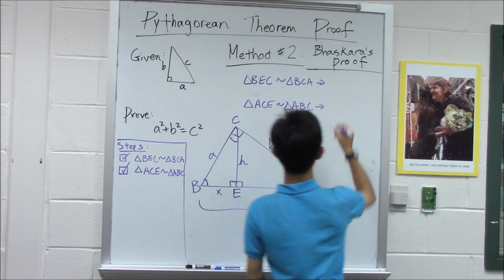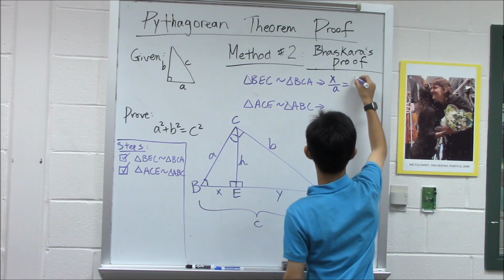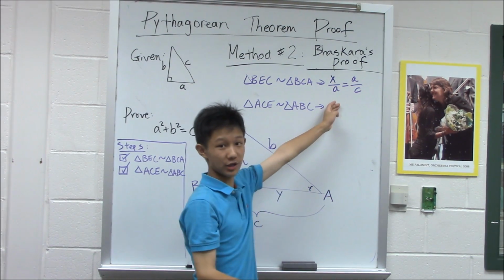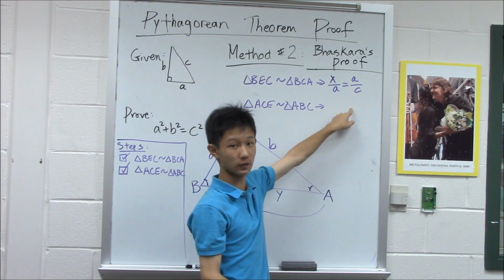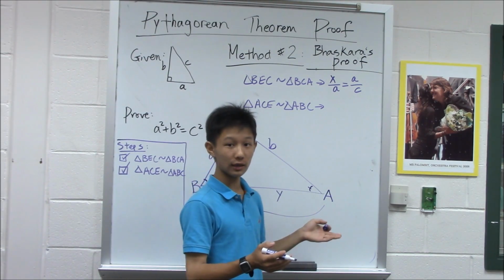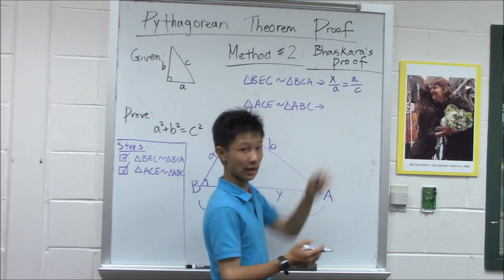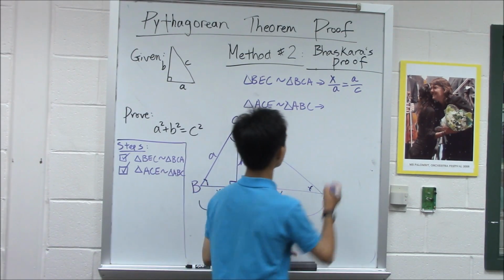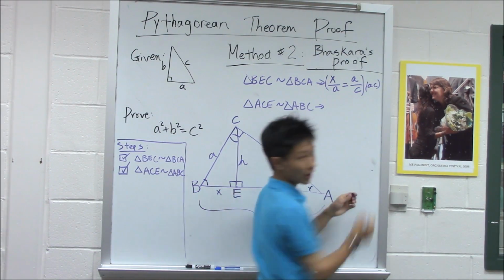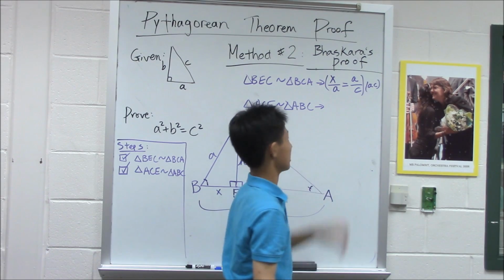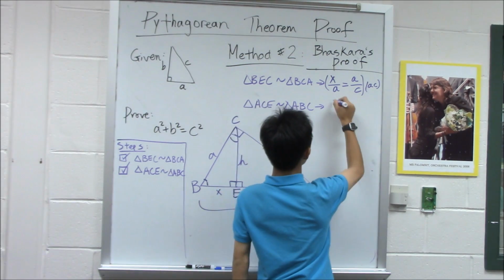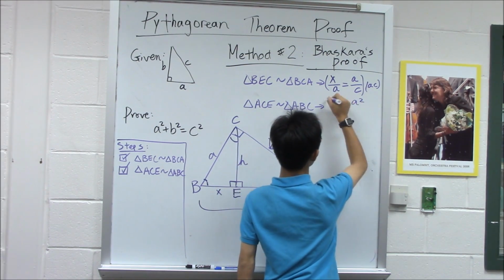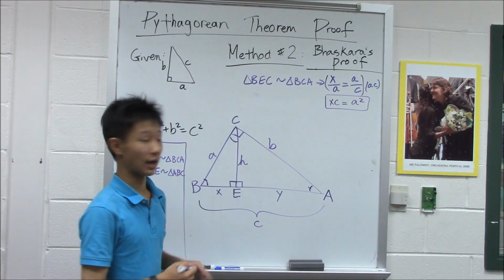And we can show that as this ratio, x over A is equal to A over C. We don't really like denominators, so let's multiply both sides by AC to make it look prettier. Sorry, I don't have space to put AC on both sides, so let's just do it this way. And this is what we get.